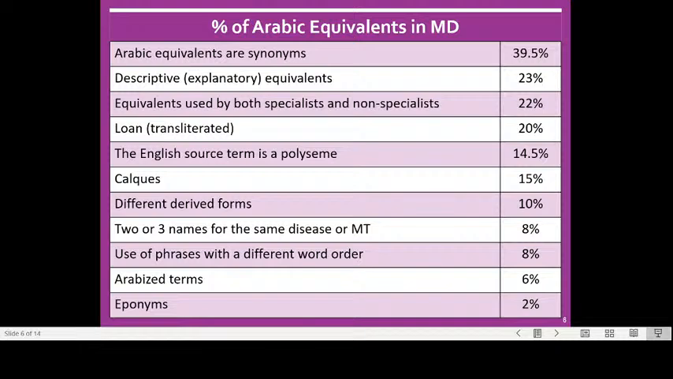In 14.5%, the source term is a polyseme with different meanings like medicine. In 15%, the equivalents are calques. In 10%, the equivalents are different derived forms. In 8%, 2 or 3 names for the same disease are given. And in another 8%, phrases with a different word order are used. In 6%, Arabized terms are used. And in 2%, eponyms are used.